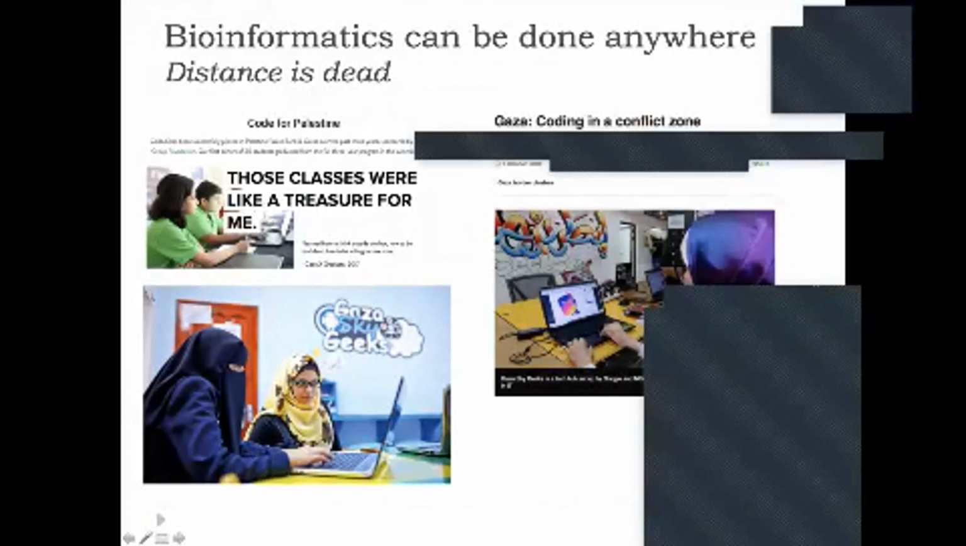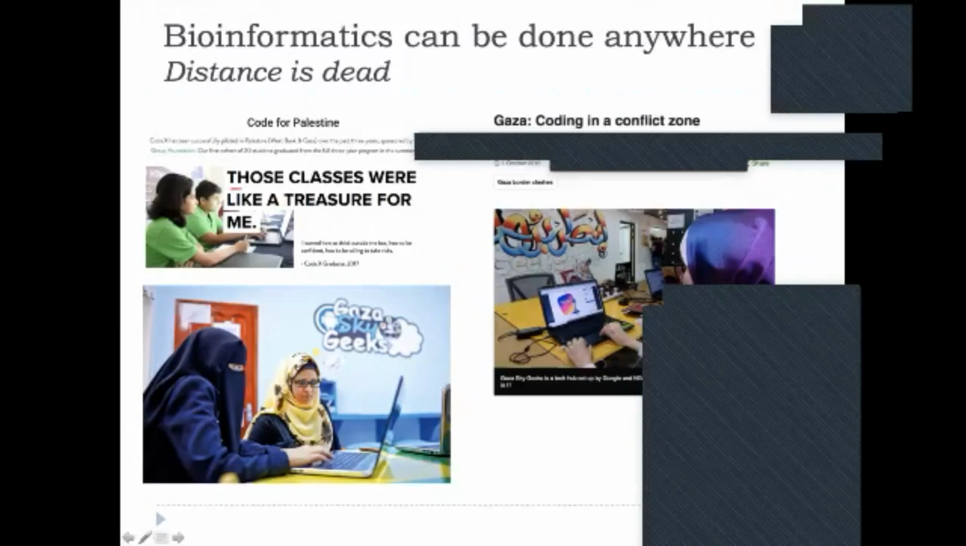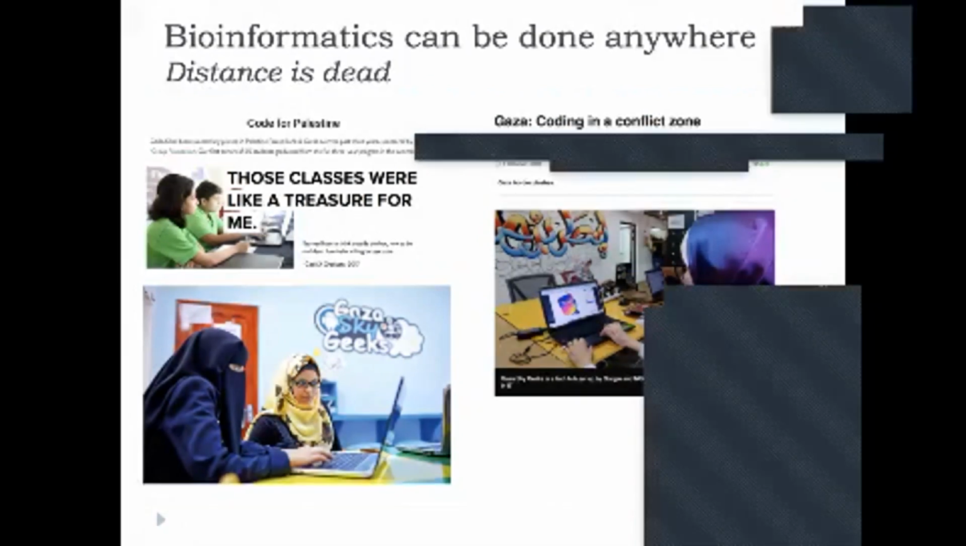And this struck me when I visited Palestine a few years ago and came across this initiative in Gaza, where people were learning to code in Gaza and actually making good use of their skills in an environment where it's very difficult to get anything much done economically or be productive.